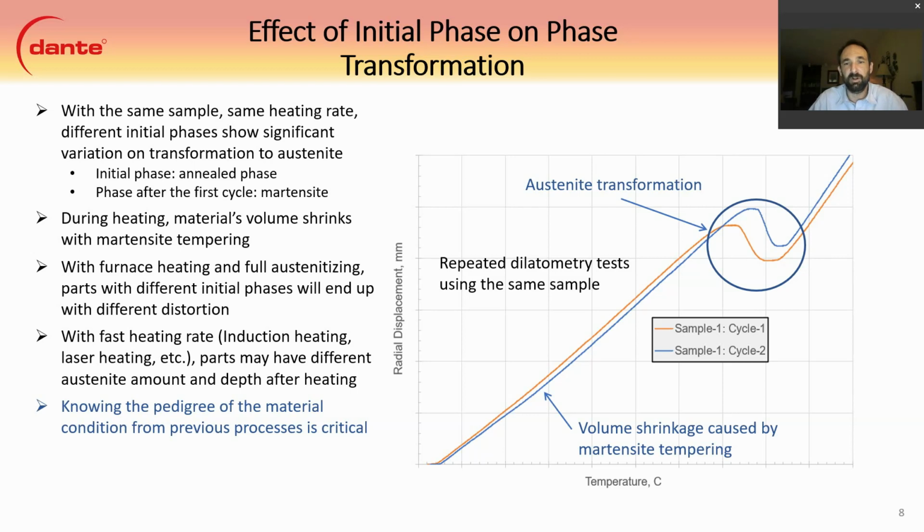And you can see the volume shrinkage due to tempering that occurs at higher temperatures of the second sample. This initial phase also affects the AC1 and AC3 temperatures, as can be shown in the austenite transformation towards the top of the graph. So understanding the initial phase of the material is also very, very important in heat treatment modeling.